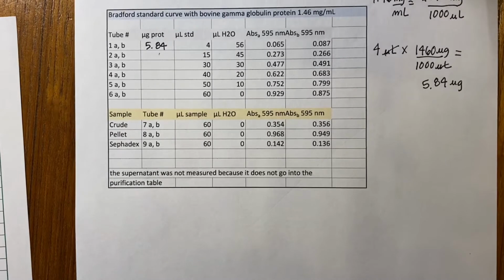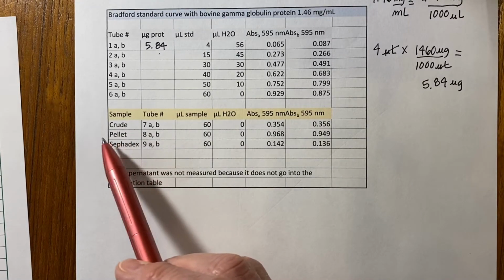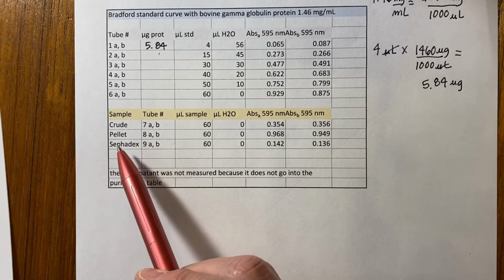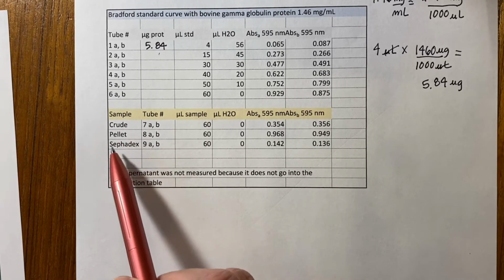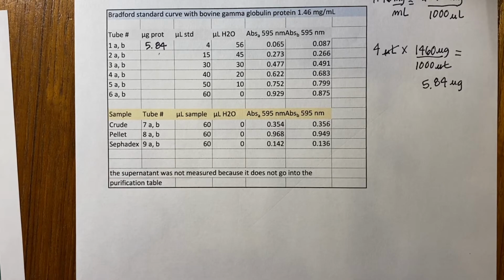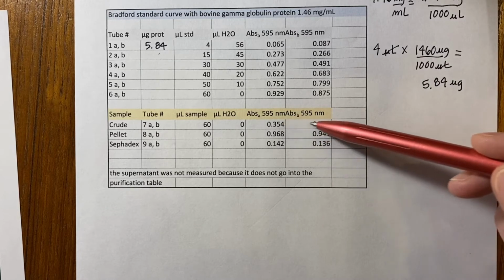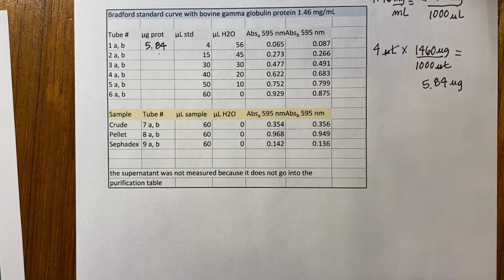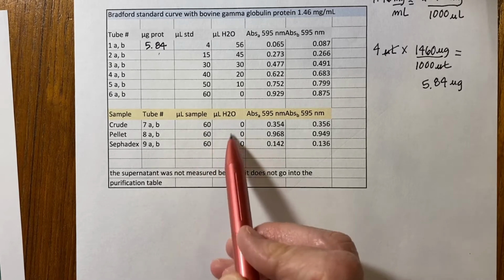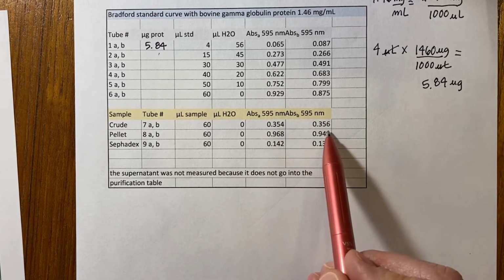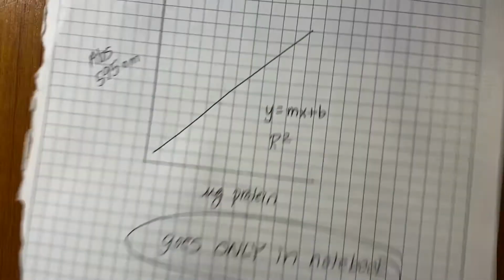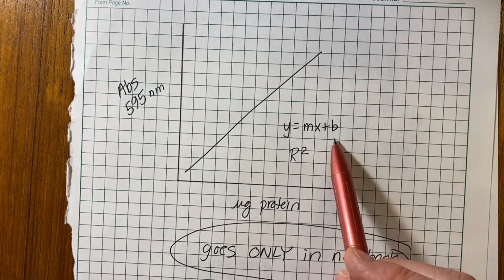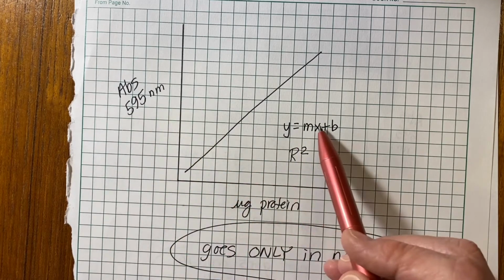So here we have the crude, the redissolved pellet or dialyzed protein sample, and we have the Sephadex fraction. We measured those samples by Bradford assay, and we did them in duplicate again. So here are duplicate values, so you'll have to average those. They were all done at 60 microliters, so no water. Once you get these average values, you will put them into the standard curve equation for Y, because they're absorbances, and you will solve for X.